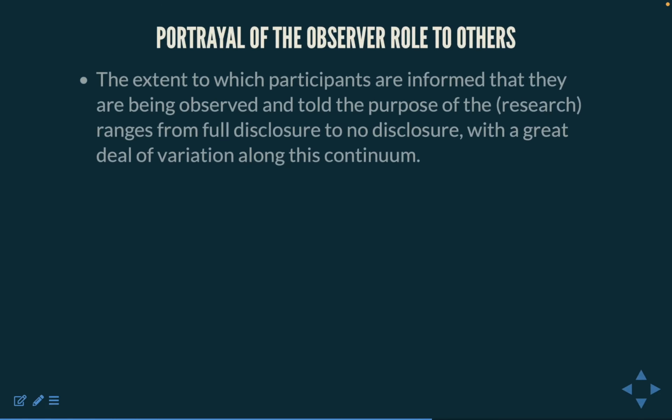The extent to which participants are informed that they are being observed and are told the purpose of the research ranges from full disclosure to no disclosure, with a great deal of variation in between. This is a particularly sensitive issue. There is a great deal of disagreement among researchers as to the ethical and moral obligations facing the observer.